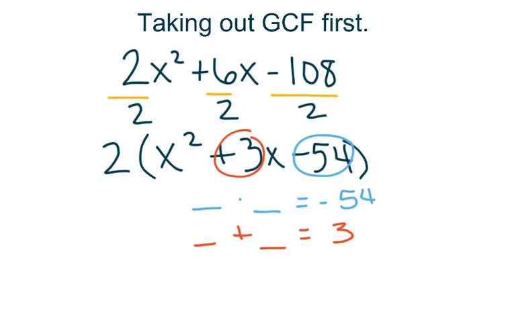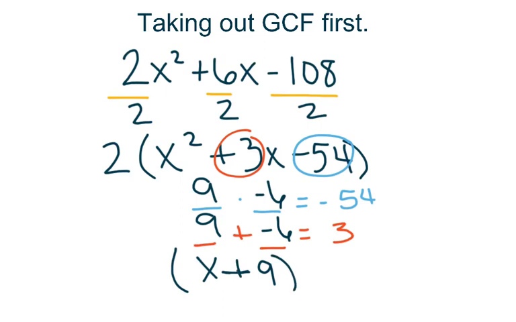Alright, so if you need to think about that for a minute, 9 and -6. So my answer is x plus 9, oh, I made that ugly, sorry, and x minus 6. And then don't forget that 2 that we took out at the very beginning, that is a part of your answer.